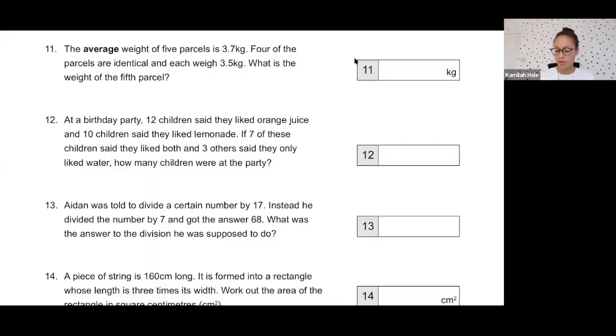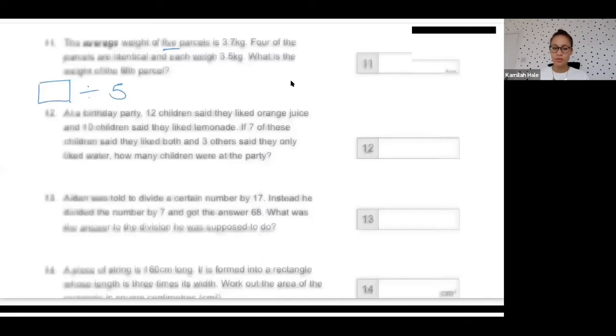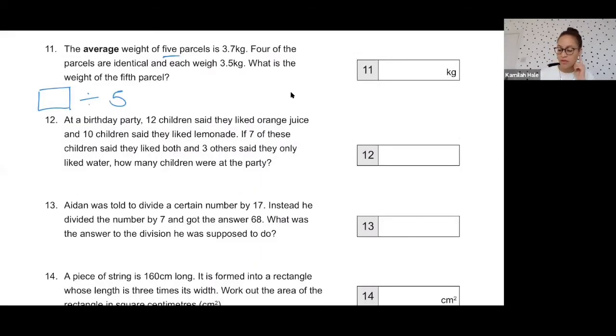All right, let's go through the method for number 11. So the average weight of 5 parcels is 3.7 kilograms. So that means when you added up the weight of the 5 parcels, you divided by 5, because there were 5 numbers, you got 3.7. So I'm going to write a little missing number calculation here. We added them up, we divided by 5, and we got 3.7 kilograms.